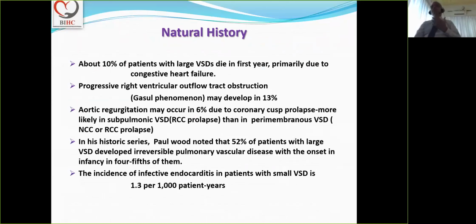Much of the information that we have on the clinical behavior of cardiac lesions, we owe to the legendary cardiologist of the 1940s, 50s and 60s, Paul Wood. In his historic series, he had noted that irreversible pulmonary vascular disease had happened in infancy in about 4/5 of the children that he saw with Eisenmenger later. The point is, if you miss a large VSD in infancy, quite often they become inoperable. A small VSD has a chance of infective endocarditis. This is like 1.3 per 1,000 patient years.